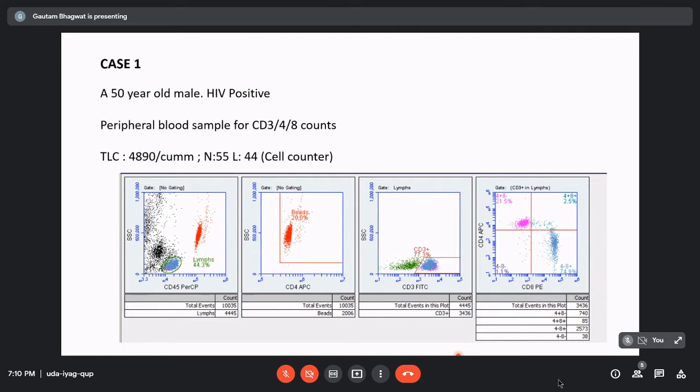Why are these beads important? Because we have to do the absolute count. So in the calculation, the number of beads would help us to know what the absolute count is, because the absolute count of these beads is provided with the kit, and the lymphocytes or any CD4 count or any CD3 count we are getting in percentages. So depending on the number of events of these specific cells, we would put it into a calculation factor, and thus we can get the absolute count for the various subsets.